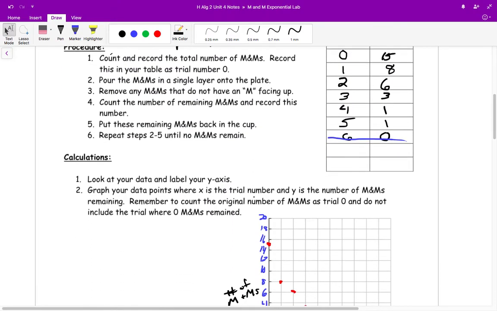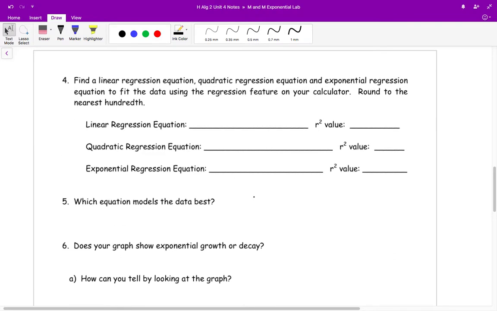You should be done with the first page. So for the second page, here's what it wants us to do. It says find a linear regression equation, a quadratic regression equation, and an exponential regression equation to fit the data using the regression feature on your calculator. Round to the nearest hundredth.